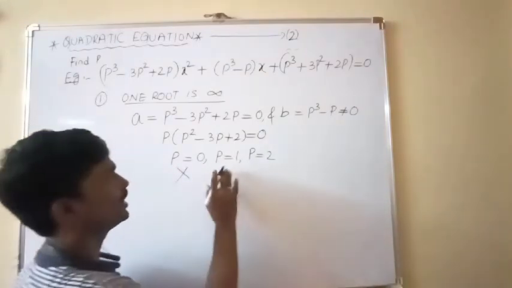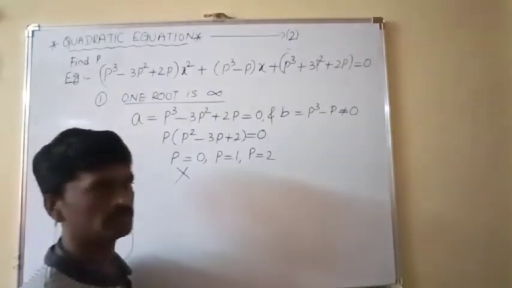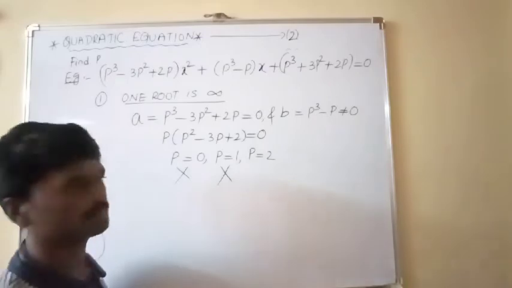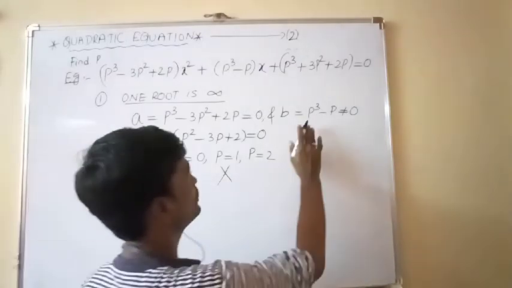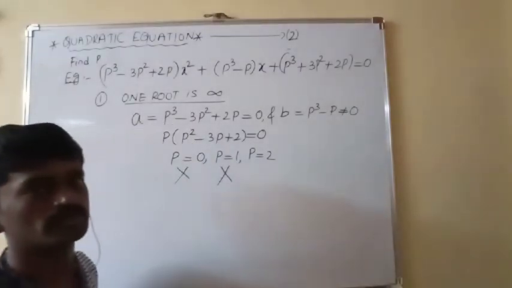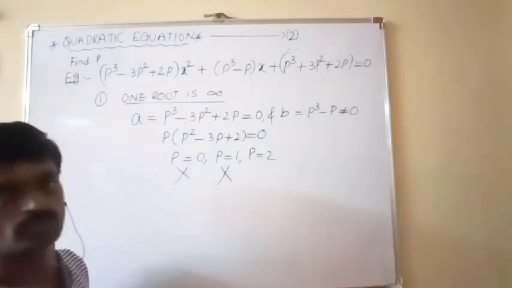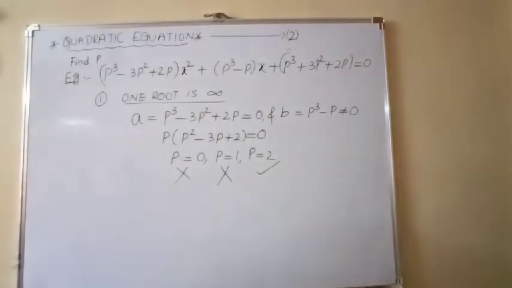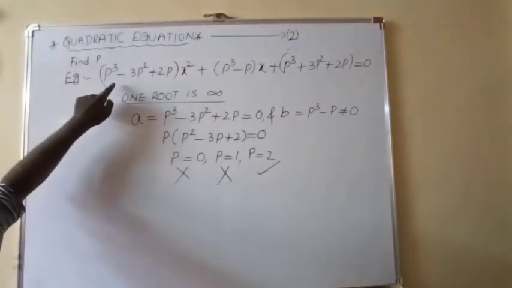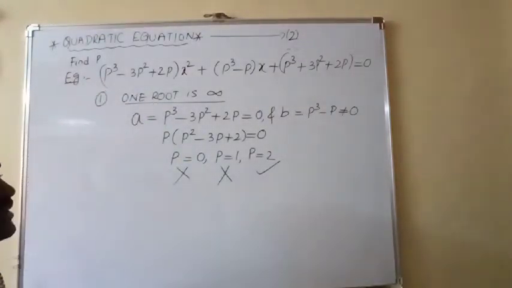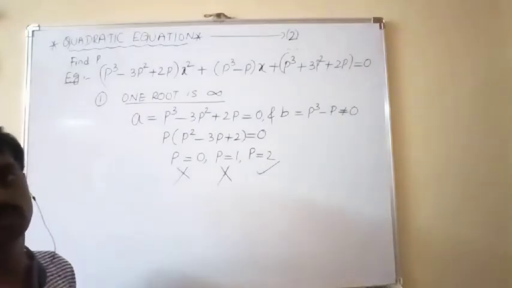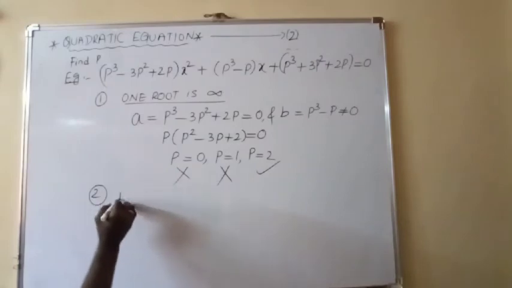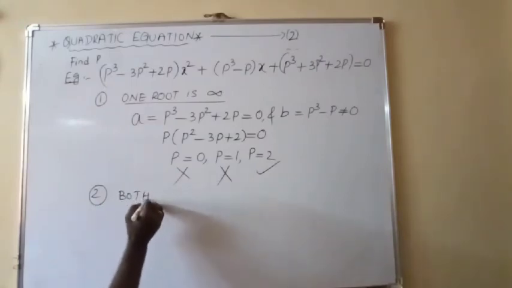And if you substitute p value 1, 1 cube minus 1 is 0, and 0 not equal to 0 is false. So p is equal to 1 is also not accepted. But if you substitute p value 2, 2 cube minus 2, 8 minus 2, is 6, and 6 not equal to 0 is true. That means p is equal to 2 is accepted. So the value of p for which this equation has one root infinity is p is equal to 2.